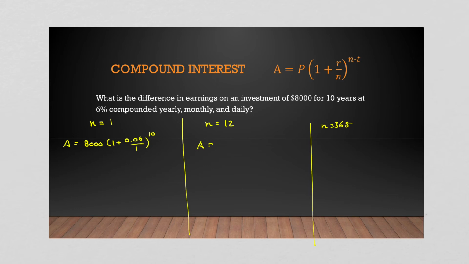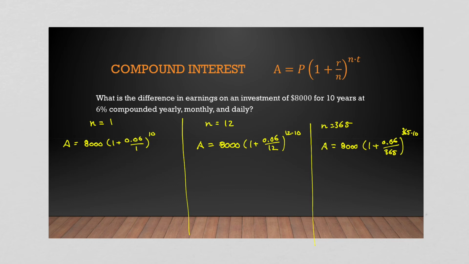This one's going to change because now it's going to be compounded monthly, so 1 plus 0.06 over 12, and now I have 12 times 10, so more compounding periods. And here I have A equals 8,000 times 1 plus 0.06, but over 365, and I have 365 times 10, so way more compounding periods. So you can see the more compounding periods you have, the better off you'll be. And you'll see it'll make a difference. It won't necessarily make the hugest difference, but it'll make a difference.